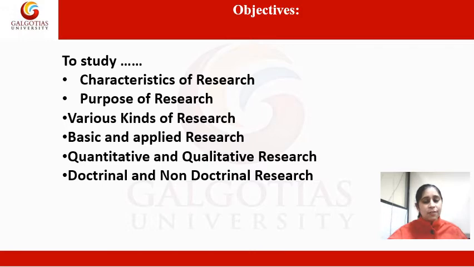The objectives of this course, and particularly this lecture, are to study the characteristics of research, to discuss the purpose of research, to study various kinds of research, and particularly kinds of quantitative and qualitative research, doctrinal and non-doctrinal research, and basic and applied research.